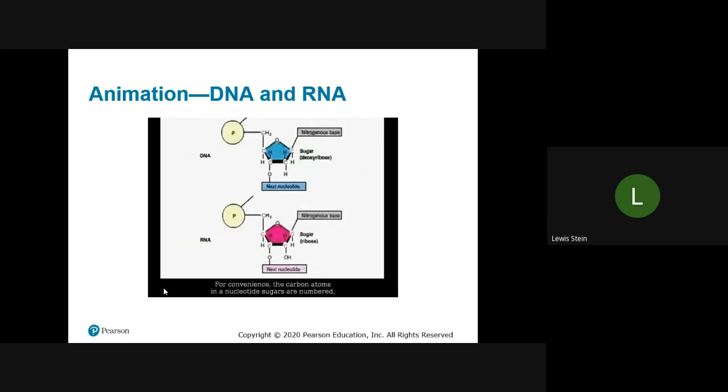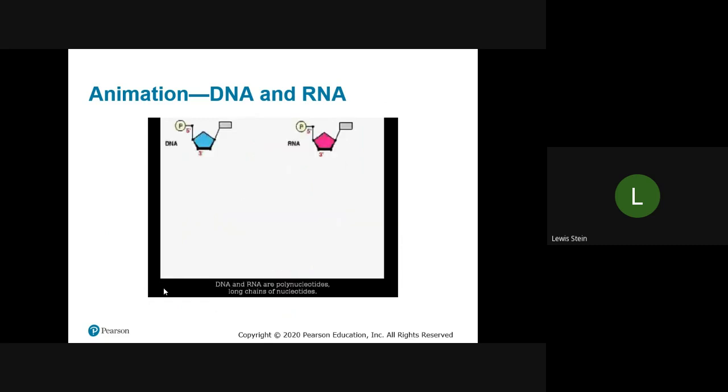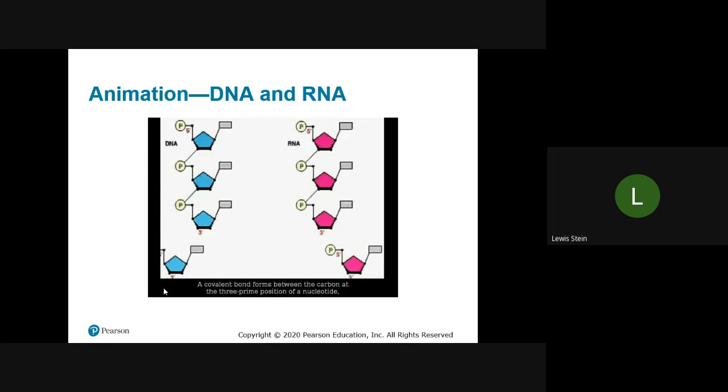For convenience, the carbon atoms in a nucleotide's sugar are numbered beginning with the carbon atom bonded to the nitrogenous base, moving around the ring, and up to the carbon that is bonded to the phosphate group. The 1' carbon is bonded to the nitrogenous base, the 3' carbon to the next nucleotide, and the 5' carbon to the phosphate group. DNA and RNA are polynucleotides, long chains of nucleotides. Polynucleotides are always assembled in the 5' to 3' direction. A covalent bond forms between the carbon at the 3' position of a nucleotide and the phosphate group at the 5' position of the next nucleotide.